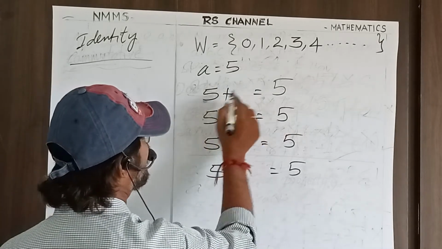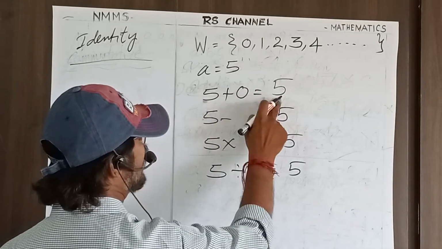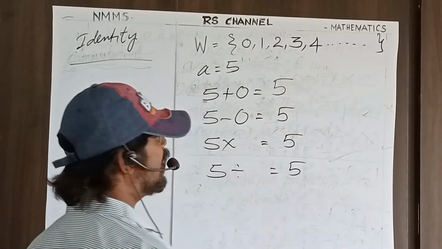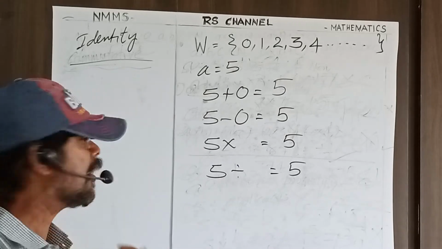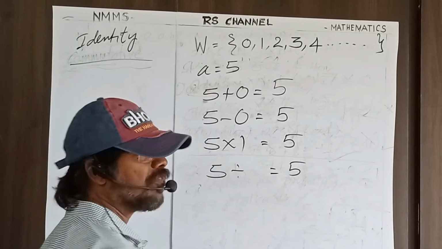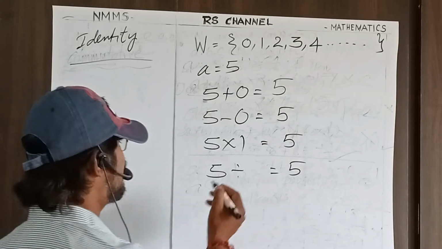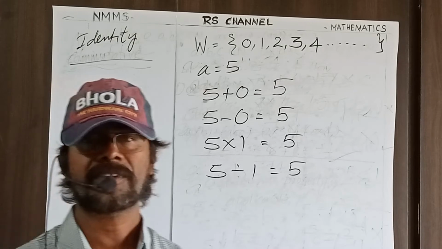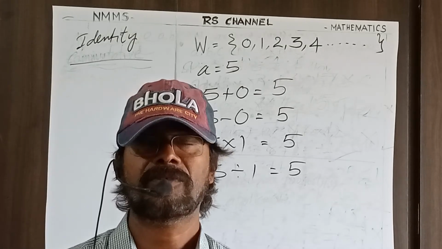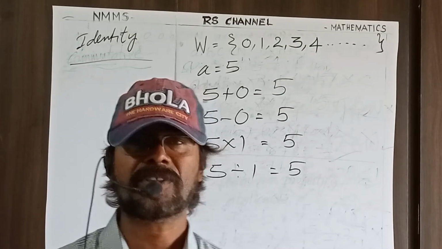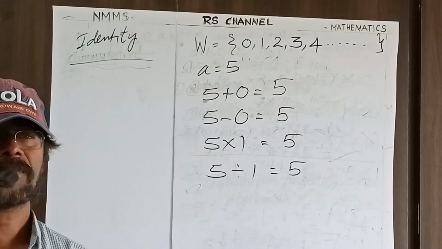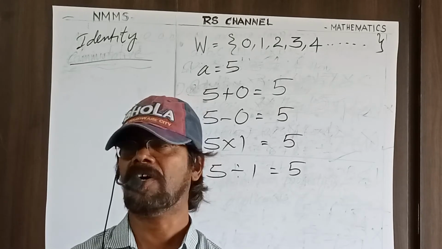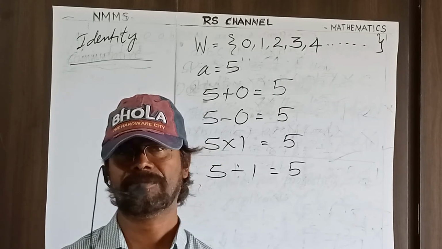0, if we add 0 to the 5, we are getting 5. 0 belongs to whole numbers. 5 minus 0 is equal to 5. 0 belongs to whole numbers. 5 into 1 is equal to 5. 1 belongs to whole numbers. 5 divided by 1 is equal to 5. 1 belongs to whole numbers. So that's why whole numbers follow the identity law in all operations. Understand? Observe.